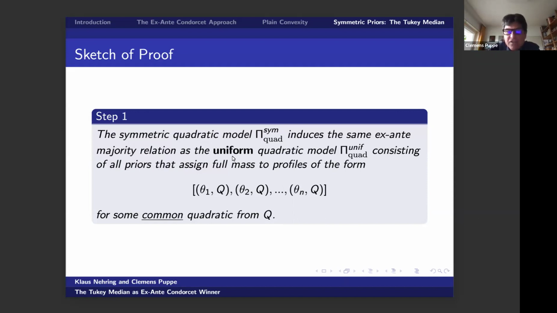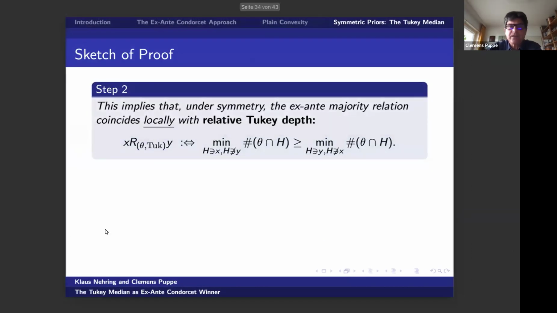So the first step, and it is not clear how this is achieved, but it can be achieved, is that the symmetric quadratic model induces the same ex ante majority relation as the uniform quadratic model. The uniform quadratic model is simply that you fix one quadratic form and assume that every voter has the same one, but you don't know which one. That's the important thing. So the uniform quadratic model is much simpler than the symmetric one and easier to analyze. But what you have to show is that it actually induces the same ex ante majority relation. So now you believe that everybody has the same quadratic form Q. The only thing is you don't know which one it is. All right, so this is the first step.